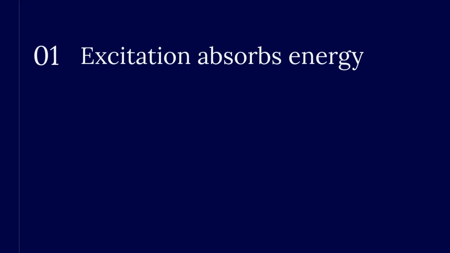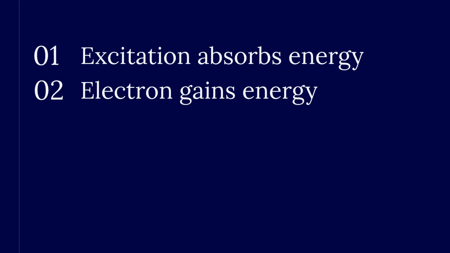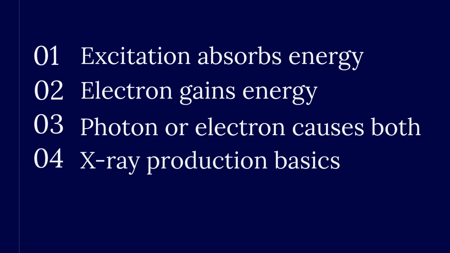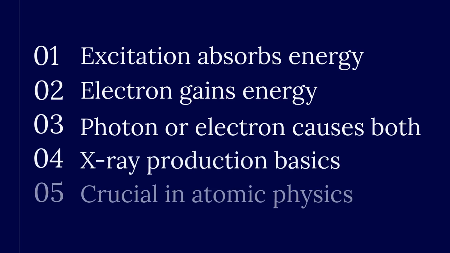Excitation occurs when an electron absorbs energy and moves to a higher level. Ionization happens when an electron gains enough energy to leave the atom. Photons or electrons can cause both processes. These interactions are fundamental in X-ray production and lasers. Understanding excitation and ionization is crucial in atomic physics.